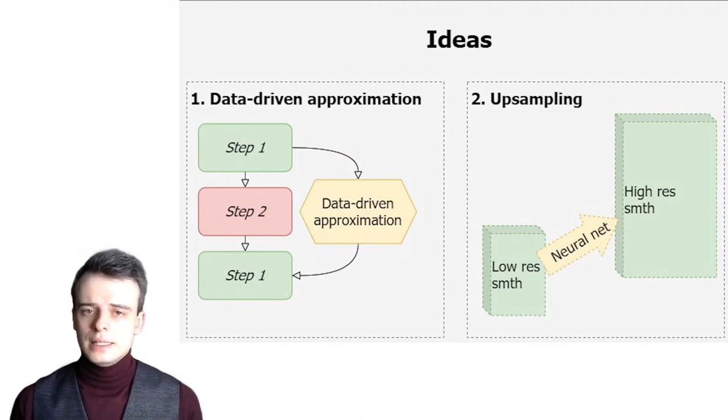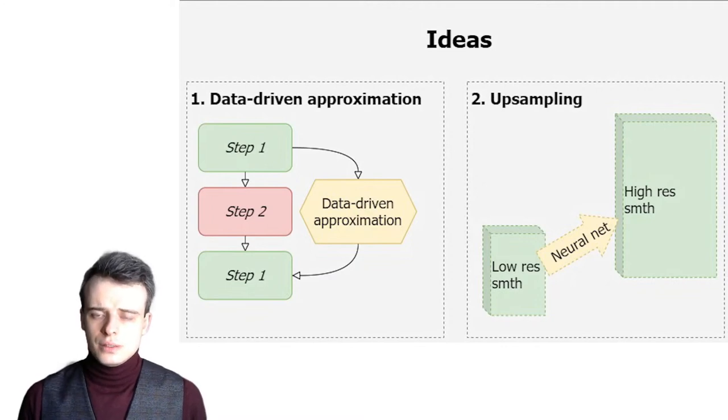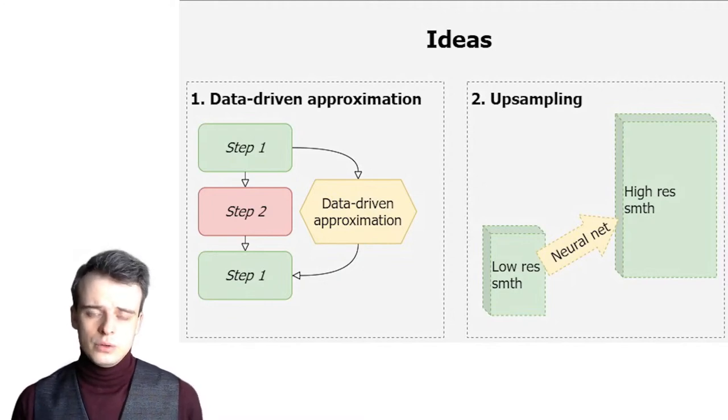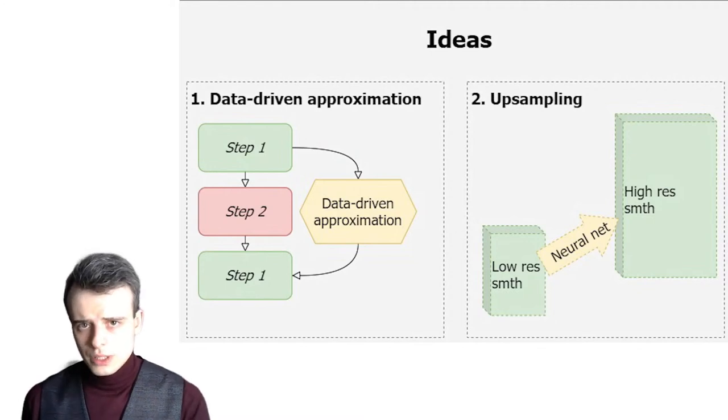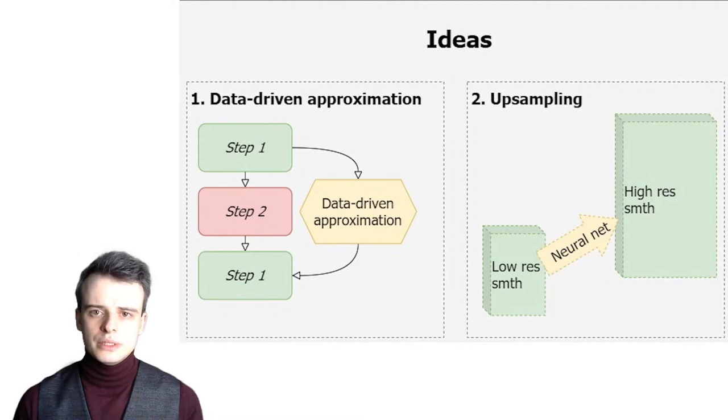The second idea is upsampling. In image processing, there is a well-known problem of restoring a high-resolution image from its low-resolution version. It's a well-researched problem, and its solutions, powered by deep convolutional networks, can be straightforwardly reused for physics simulation. Having a simulation in low resolution, let's say on a small grid, we can train a network which will predict the solution on a larger grid.